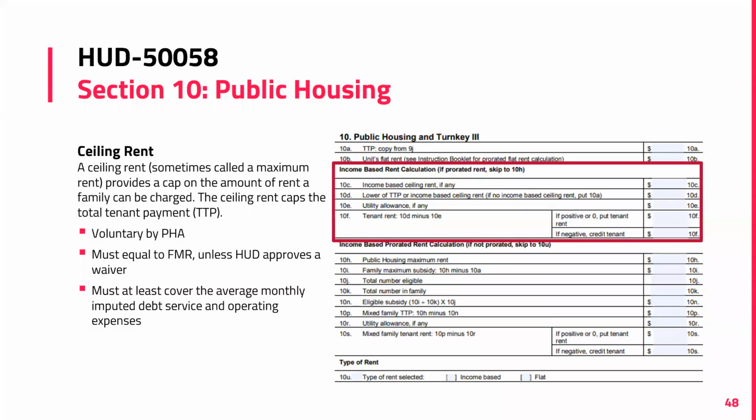They have the ceiling rent. The ceiling rent is at the fair market rent, unless HUD approves a waiver. So if they decide to set a ceiling rent, that's entirely separate from flat rent. So that means that if the tenant selects the income-based version of their rent calculation, their TTP does not go above what the ceiling rent is. I hope that makes sense.